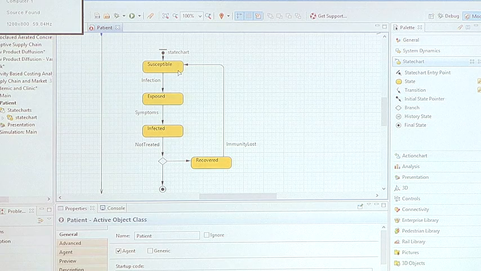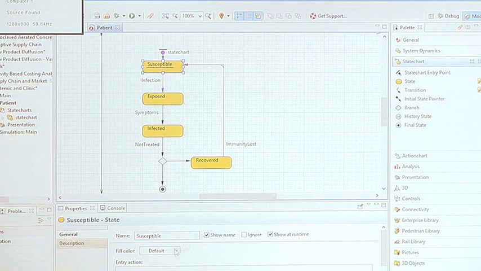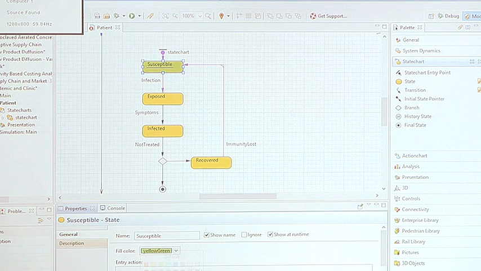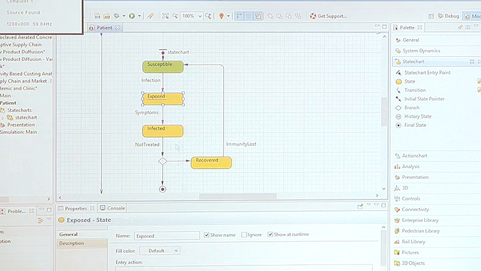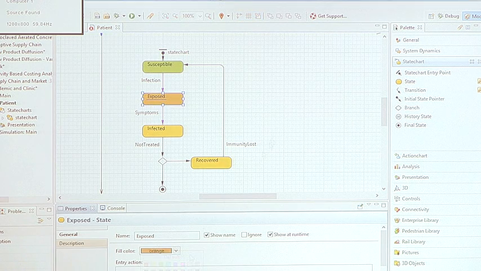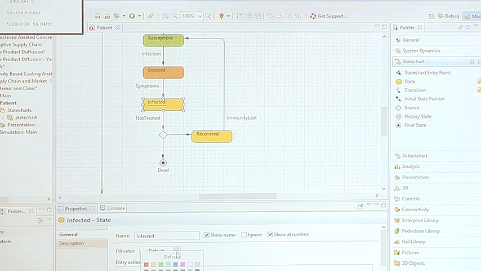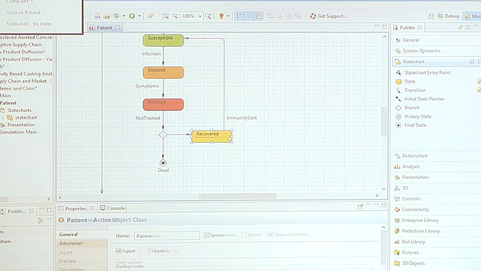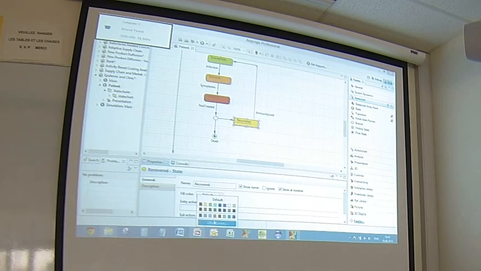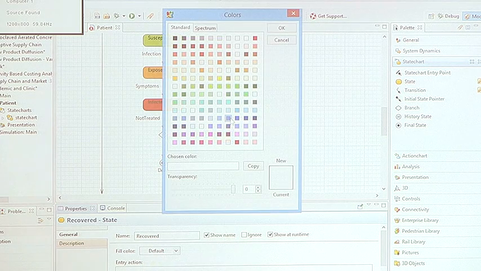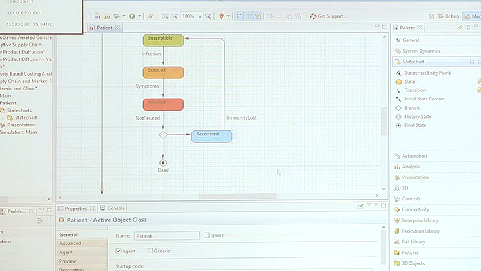We can run this model, but before I do it, I'll do some animation of my agents. Okay, susceptible will be green. Exposed will be, let's say, orange. Infected will be red, and recovered will be... what? Okay, sky blue.